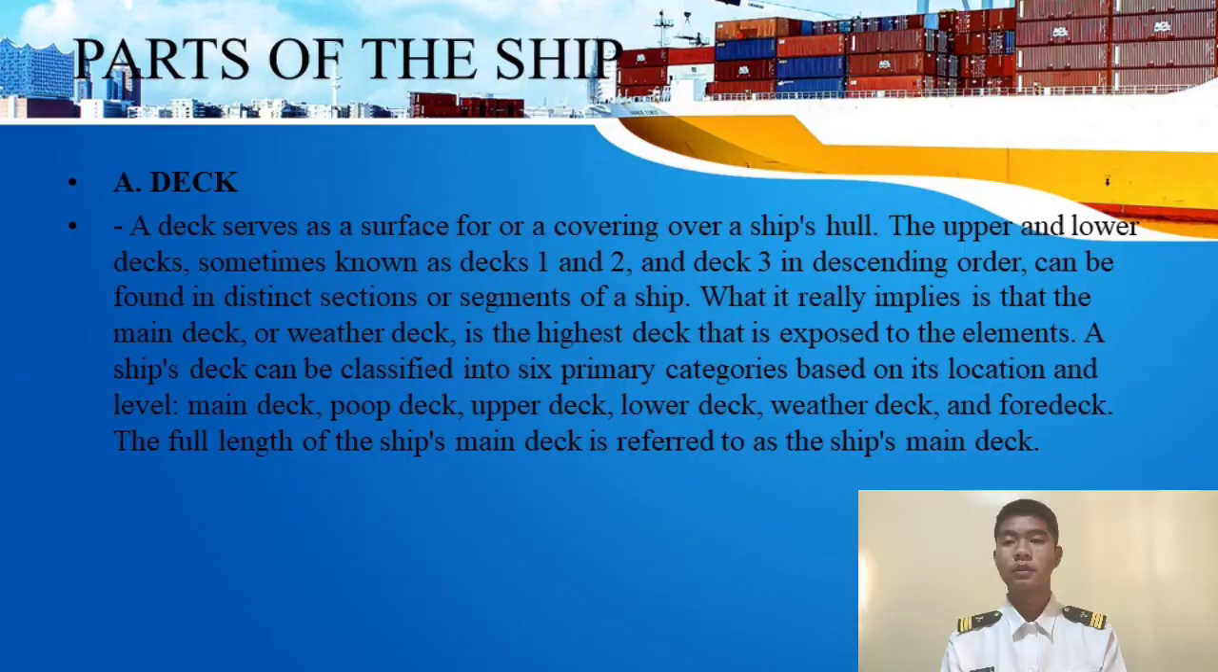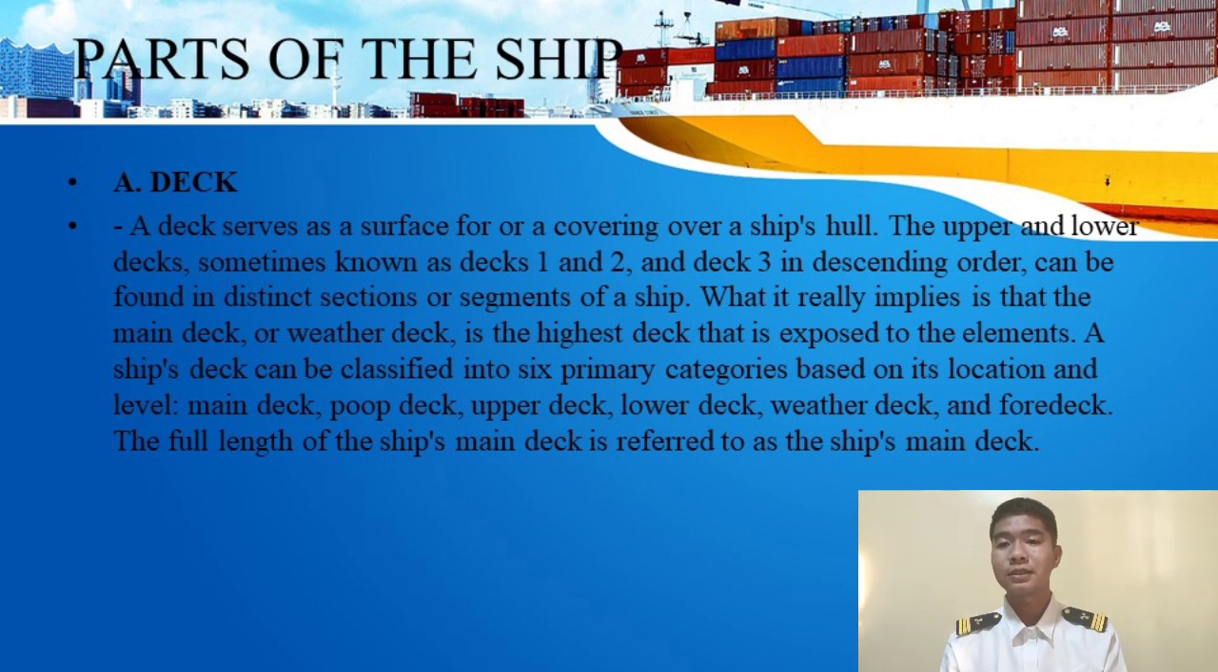Since we have evolved from floating vessels to substantial ships, we will study the components of ships that are universal. The different parts of the ship. The first one, deck. A deck serves as a surface for, or a covering over, a ship's hull. The upper and lower decks, sometimes known as decks 1 and 2 and deck 3 in descending order, can be found in distinct sections or segments of a ship.